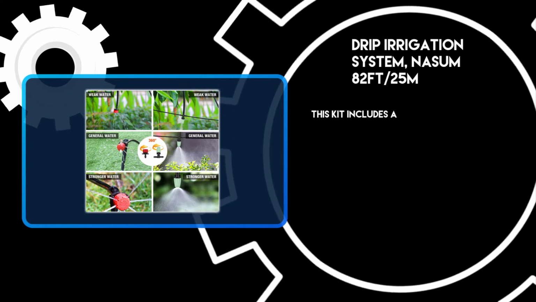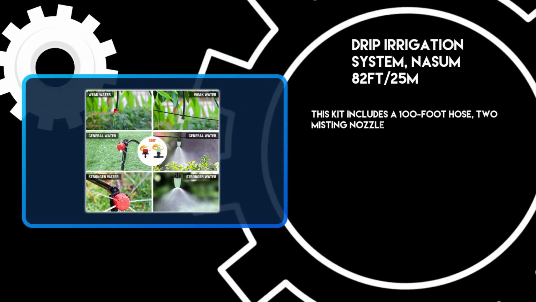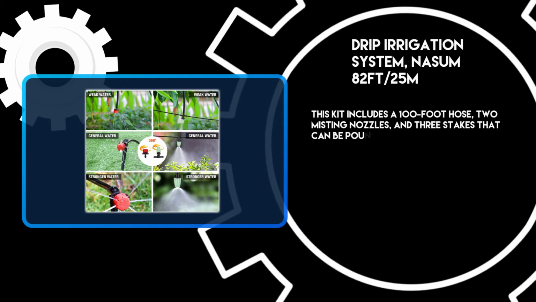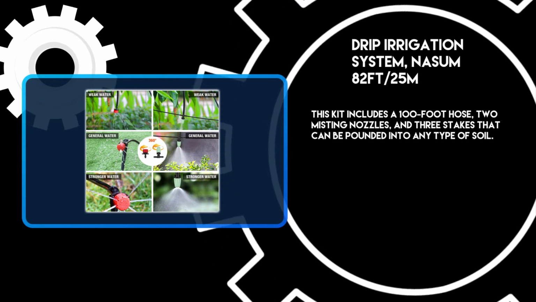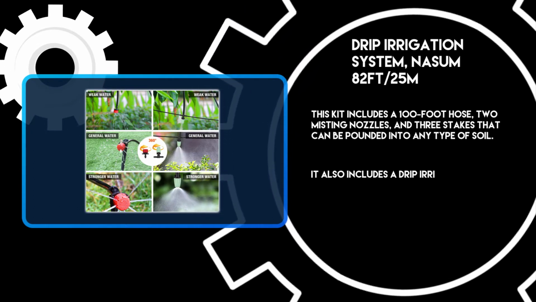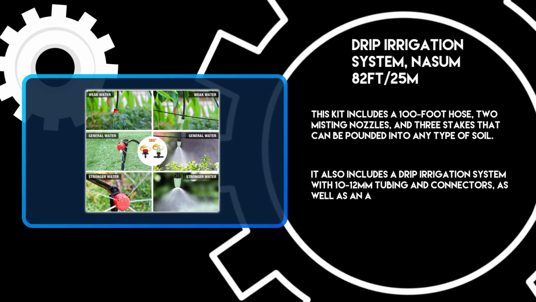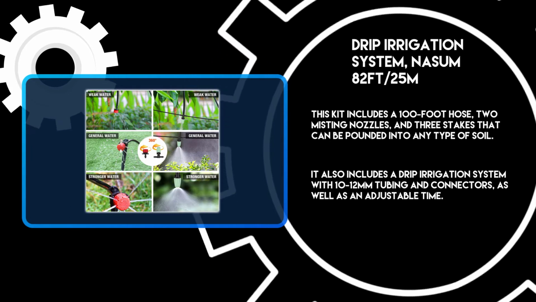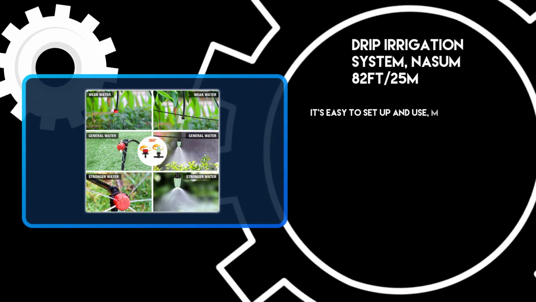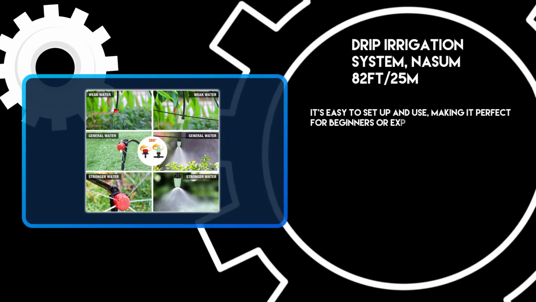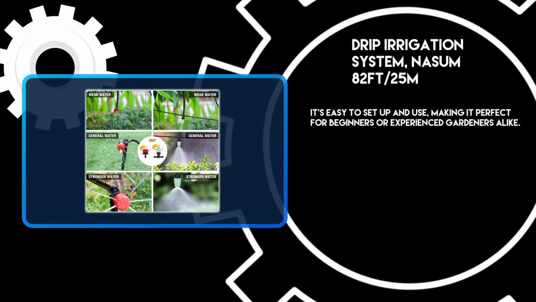This kit includes a 100-foot hose, 2 misting nozzles, and 3 stakes that can be pounded into any type of soil. It also includes a drip irrigation system with 10 to 12 millimeters tubing and connectors, as well as an adjustable timer. It's easy to set up and use, making it perfect for beginners or experienced gardeners alike.